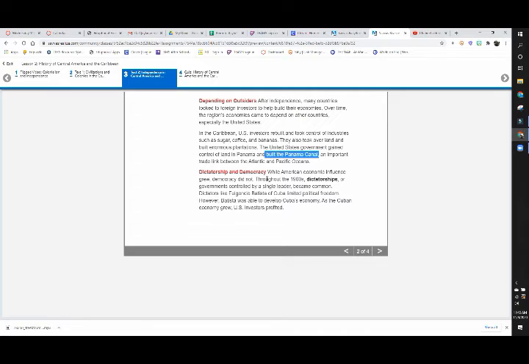Over time, throughout the 1900s, dictatorships, or governments controlled by a single leader, became common. Dictators like, I can never say his name, Batista of Cuba limited political freedoms. As the Cuban economy grew, U.S. investors profited.